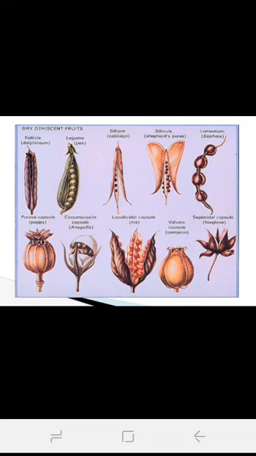So these are the pictures of dry dehiscent fruits. First one is follicle, second one is legume, then siliqua, where you can see the replum. Siliqua and silicula are somewhat the same, but the difference is in its opening. Then lomentum is another type that we will discuss later. Then capsule: poppy is an example for a porous capsule. Then circumscissile capsule, then loculicidal capsule, then valvate capsule and septicidal capsule.